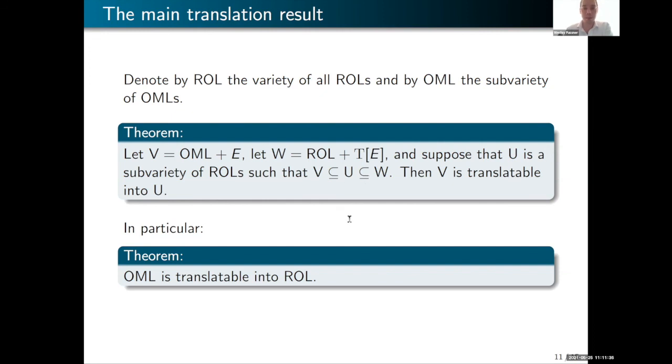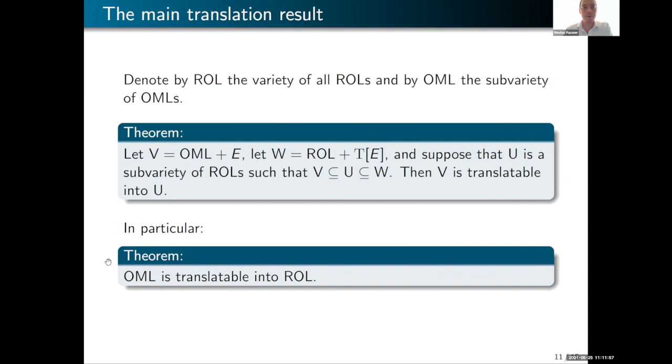And in particular, something that falls out of this technical result is that the variety of orthomodular lattices is translatable into the variety of residuated ortholattices. And therefore, this orthomodular lattice approach to quantum logic is translated into the logic of residuated ortholattices as well. This has some nice consequences.